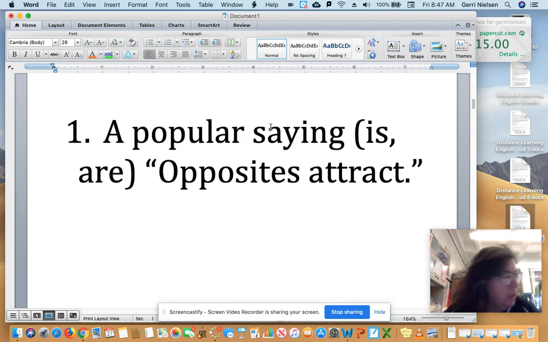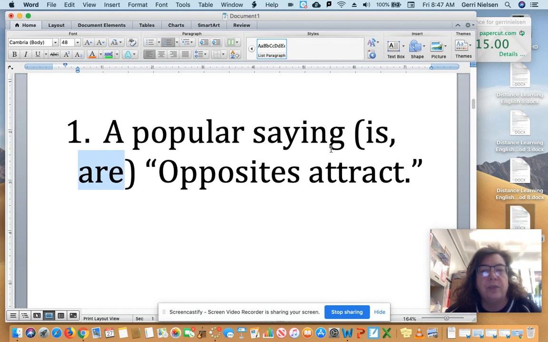So when you're looking at page 210 in your grammar book, you've got number 1, which says, a popular saying, is or are opposites attract. The first thing you want to do is concentrate on this verb. The verb choice is or are. So you ask yourself, what is it that is or are? So you look back here to find your subject. Is it a? Is it popular? Is it saying? It's saying. Saying is or are. A saying is a singular subject, so you're going to need a singular verb. So your choice that you're going to pick is.